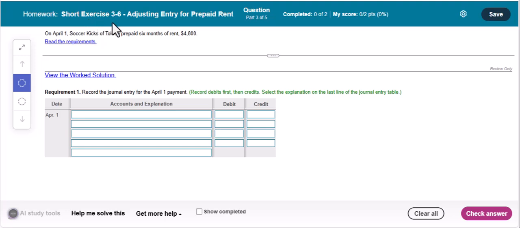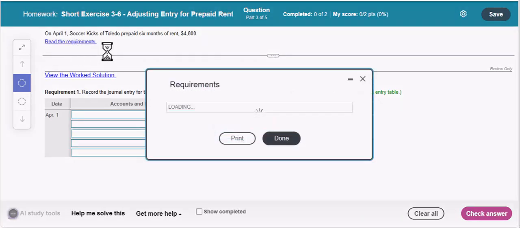Short exercise 3-6, adjusting entry for prepaid rent. So on April 1st, Soccer Kicks of Toledo prepaid 6 months of rent for $4,800. So let's take a look at our requirements here real quick.